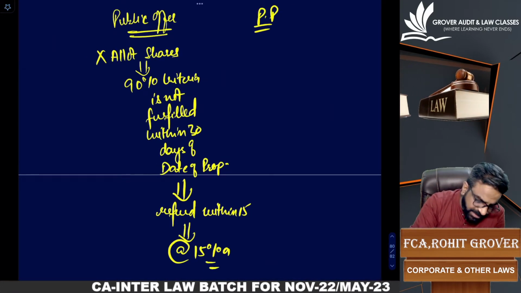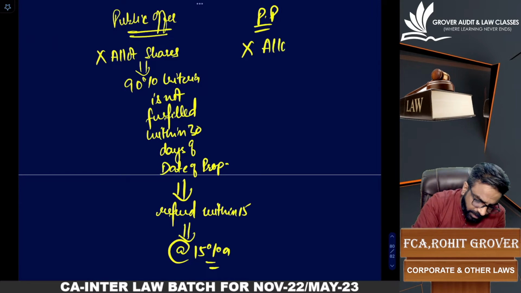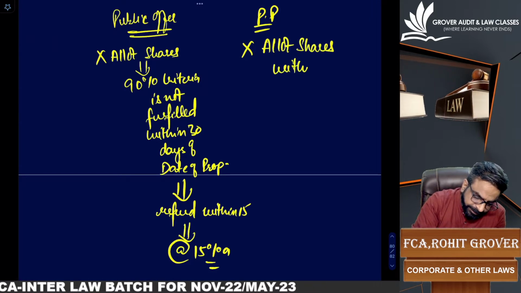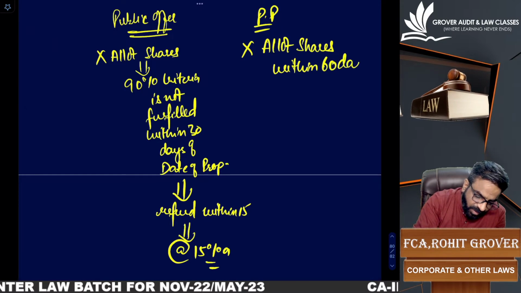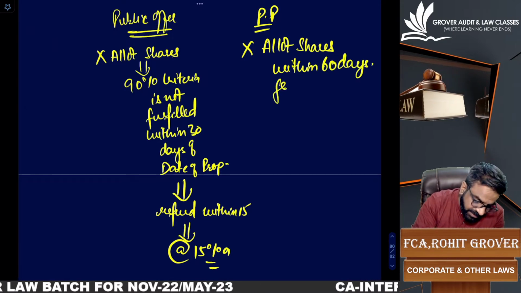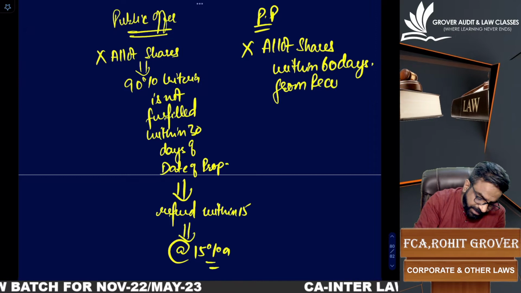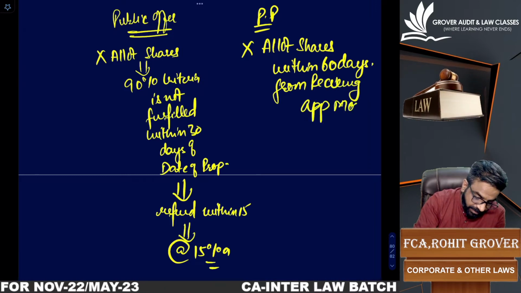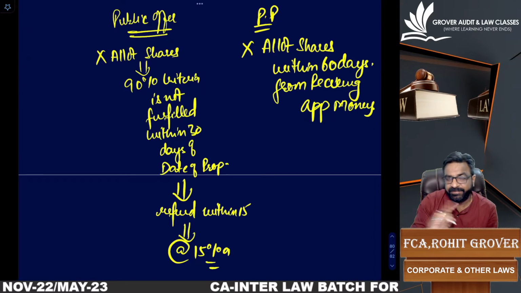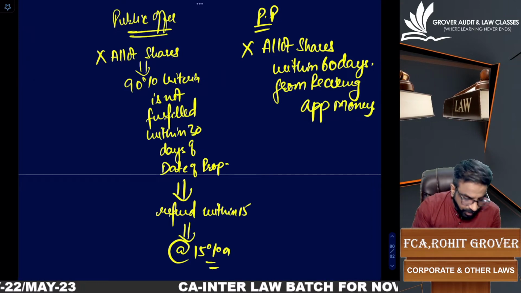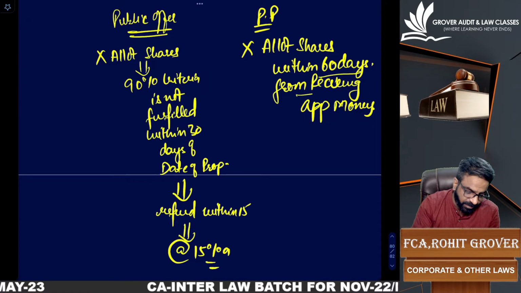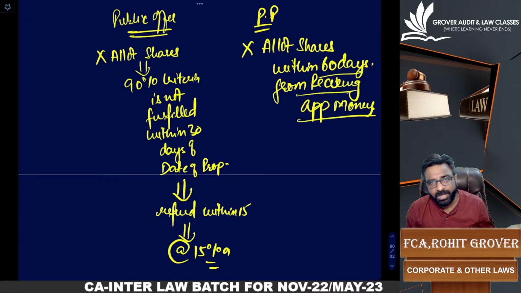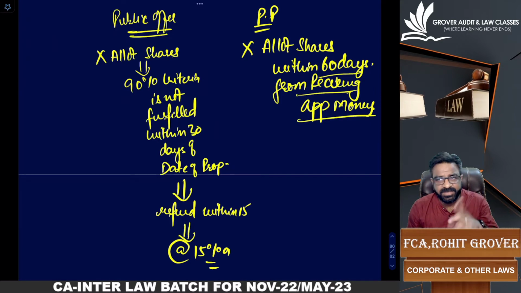In the private placement, if we do not allot shares within 60 days, from receiving which money? Application money, not allotment money. That is the difference I'm trying to tell. If we do not allot the shares within 60 days from receiving which money? Application money.